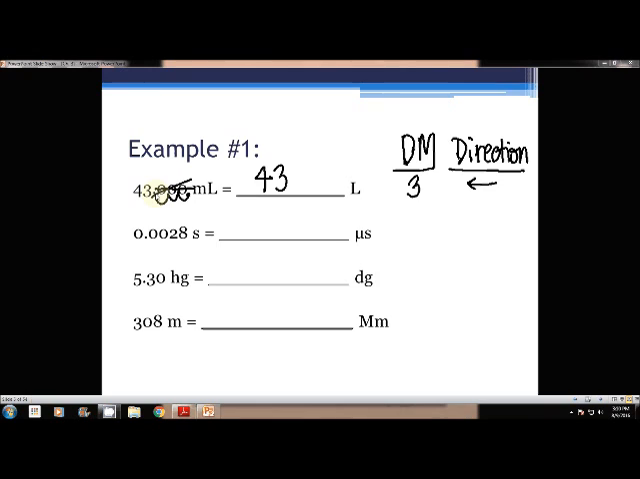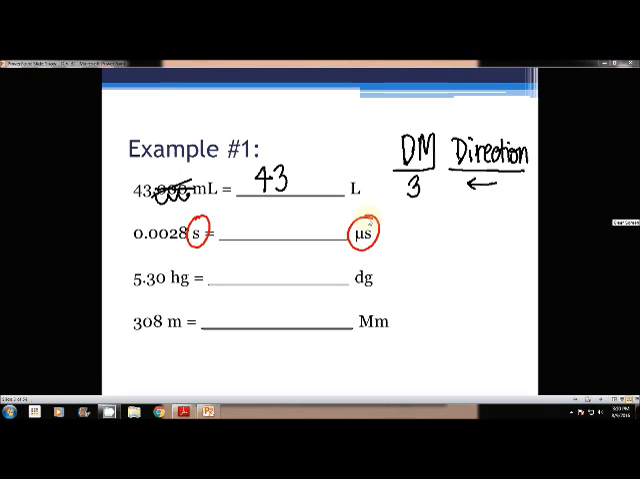Well, let's move on to the next one. Hopefully this will kind of get easier as we go. Okay? We have 0.0028 s equals how many of that thing s. Okay? Well, so let's think about our units. We have s, and we have, it looks like a u or an m. That's actually called micro. So we are starting at s. We're going to the micro s.